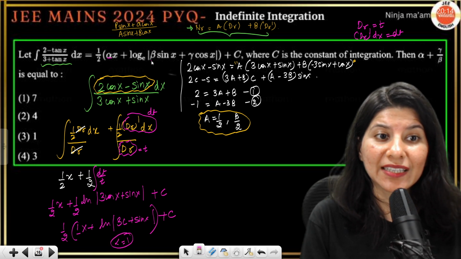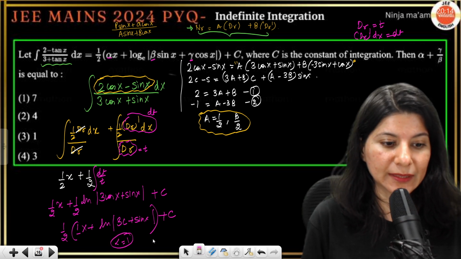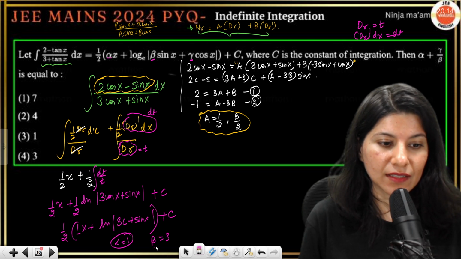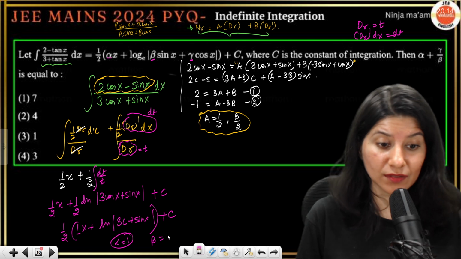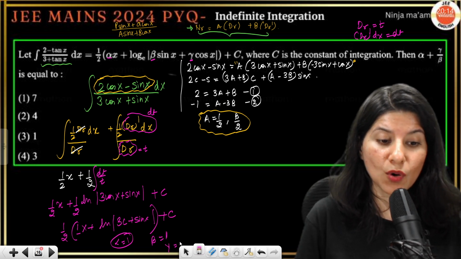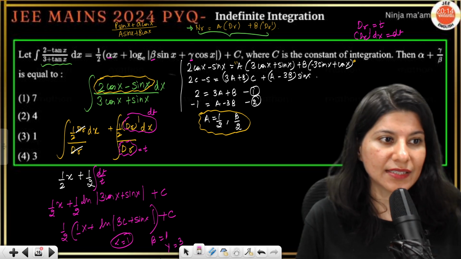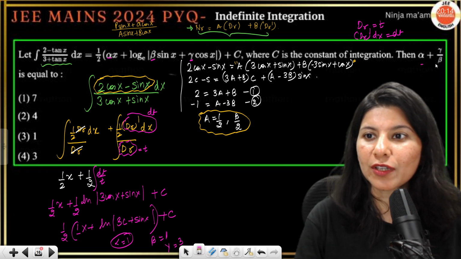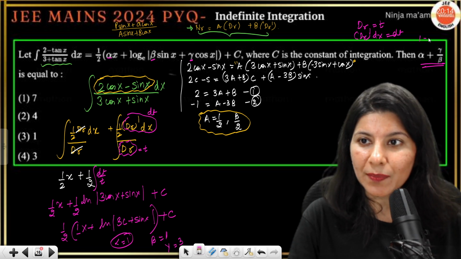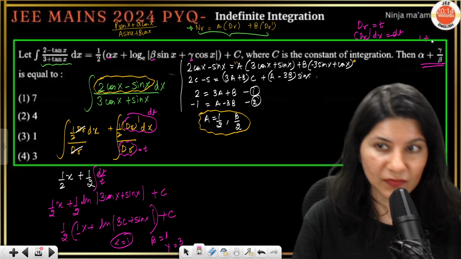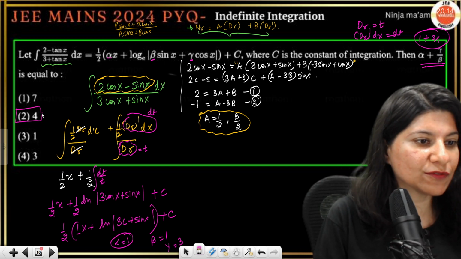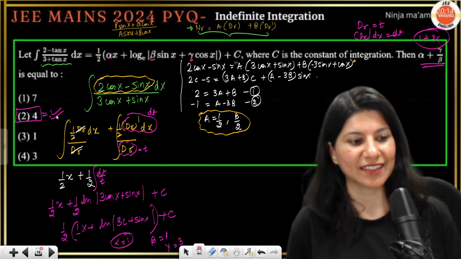Clearly log beta plus gamma, right? So log of beta. Beta is 3. And sorry, beta is 1. Beta is 1 because sin x coefficient is 1. And gamma is cos x coefficient, which is 3. That's it, right? They are talking about alpha plus gamma by beta. So 1 plus gamma, 3 by 1. So 4 is the correct answer. Option B, 4 is absolutely right.